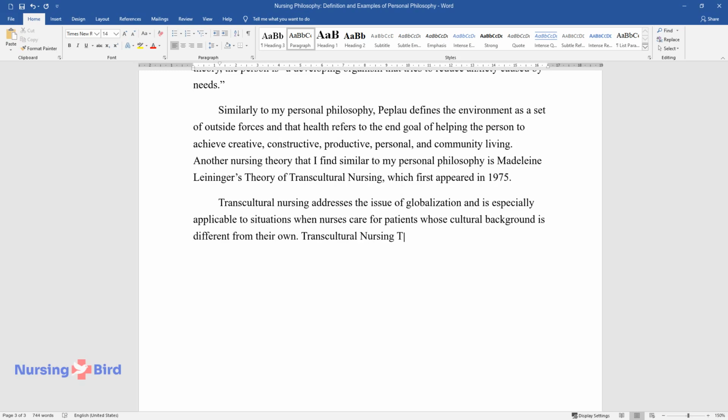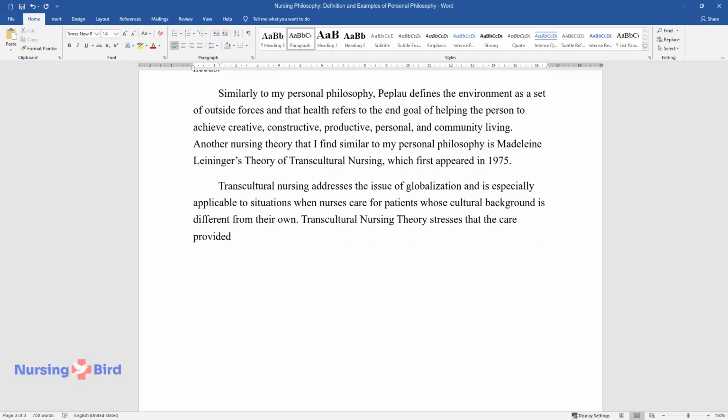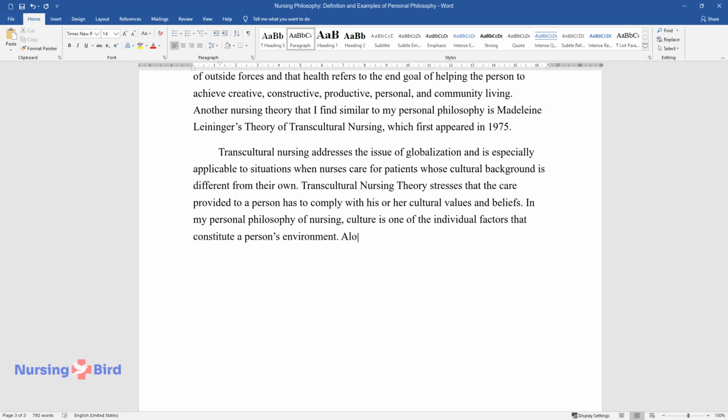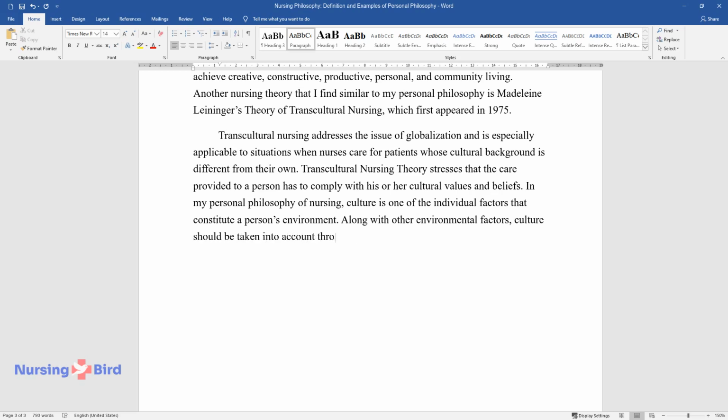Transcultural nursing theory stresses that the care provided to a person has to comply with his or her cultural values and beliefs. In my personal philosophy of nursing, culture is one of the individual factors that constitute a person's environment. Along with other environmental factors, culture should be taken into account throughout the nursing process.